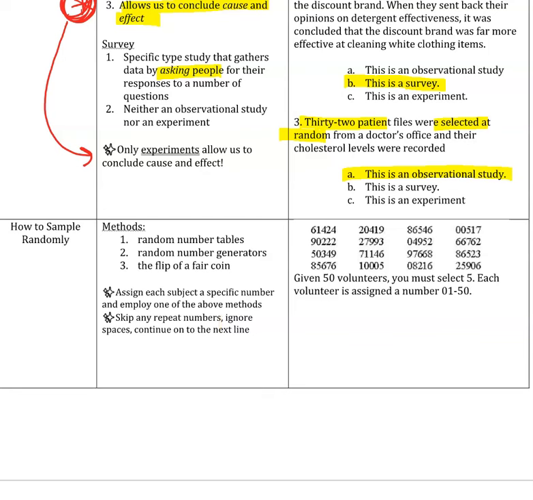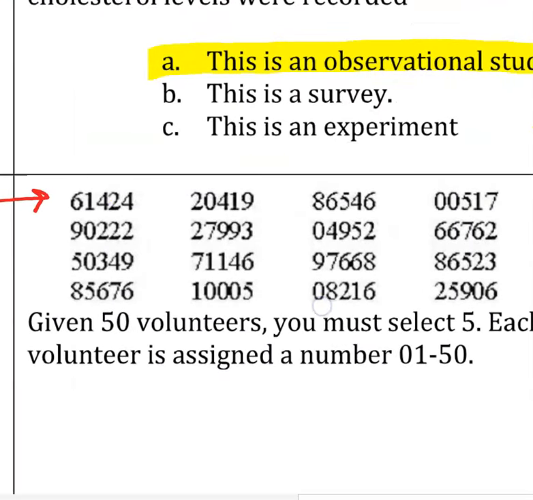So given 50 volunteers, you must select 5. Each volunteer is assigned a number 1 through 50. So I'm just going to start at the beginning here since it didn't tell me to start anywhere else. And since I'm doing 2 digits for each person because there's 50 total people, I'm going to zoom in here. I'm going to block off 2 digits each time, skipping any spaces. And I like to give myself a decent amount to work with before I go back to the beginning, because sometimes I feel like marking this off can be one of the more tedious tasks.